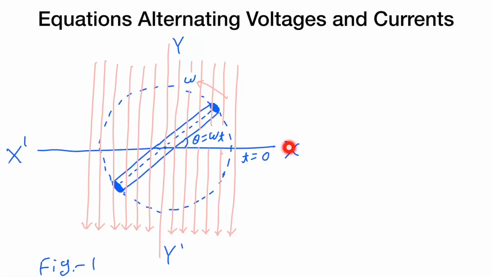Now here angular velocity is omega. So in time t, the angular displacement of the coil is given by theta equals omega t. Here is the position of the coil at any time t.